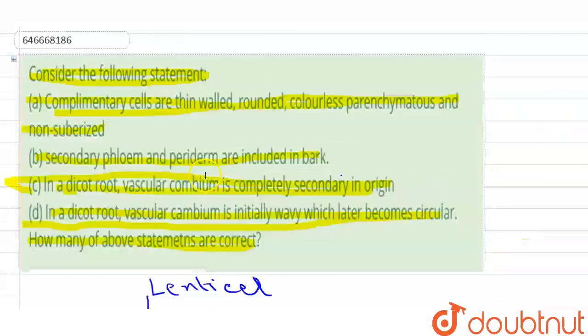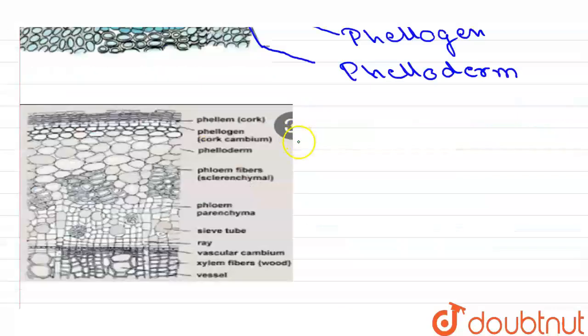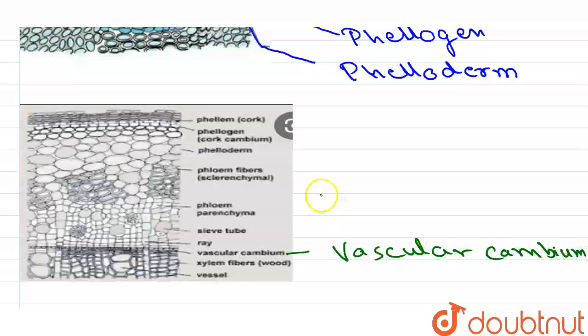So, students, our second statement is secondary phloem and periderm are included in bark. This is the image of a TS of a bark. Bark is a non-technical term that refers to all tissues exterior to the vascular cambium. Here we can see in this diagram the vascular cambium. So all these tissues which are exterior to the vascular cambium are included in the bark.